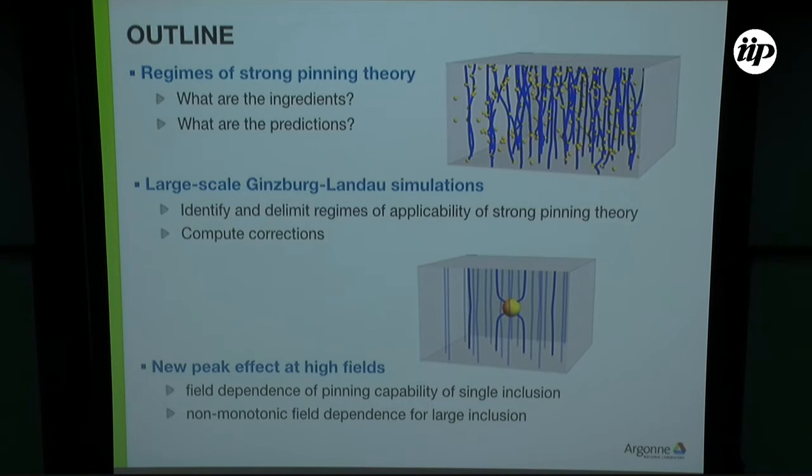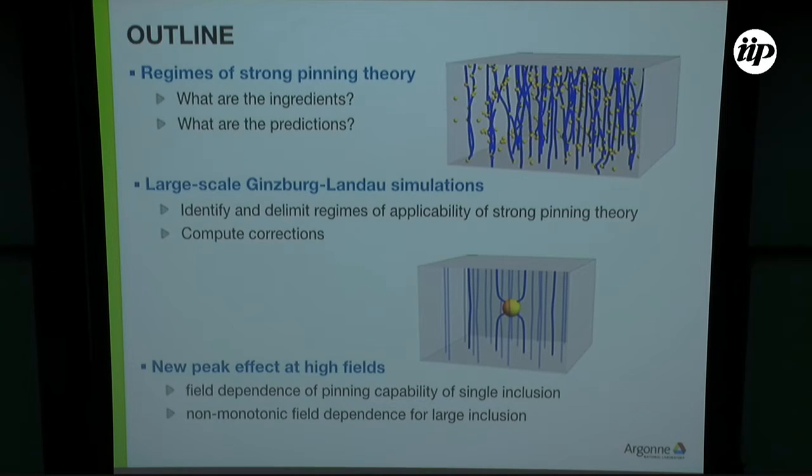Then we have at Argonne a large-scale Ginzburg-Landau simulator, which allows us to simulate actually a pretty large volume. And then we are going to look if we can identify regimes or parameter range where this strong pinning theory applies. And once we have found these regimes, we also know where the simple strong pinning theory does not apply. And this will allow us to find how we can correct for this, once we are beyond the regime of applicability of strong pinning theory.